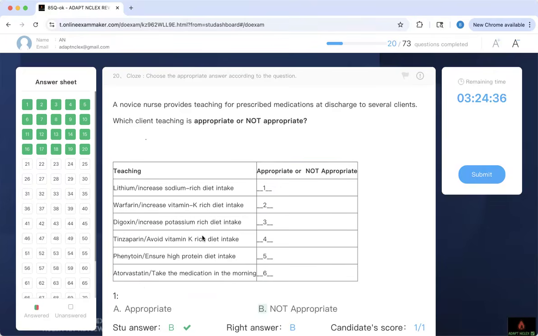But this is Adapt NCLEX, NCLEX practice questions, NCLEX review questions, NCLEX questions and answers on commonly tested questions that show up on the NCLEX. And these are the mock exams. I want you to get 65 and above. That means you're doing great. And we have all kinds of questions from case studies, NGN, everything you need.